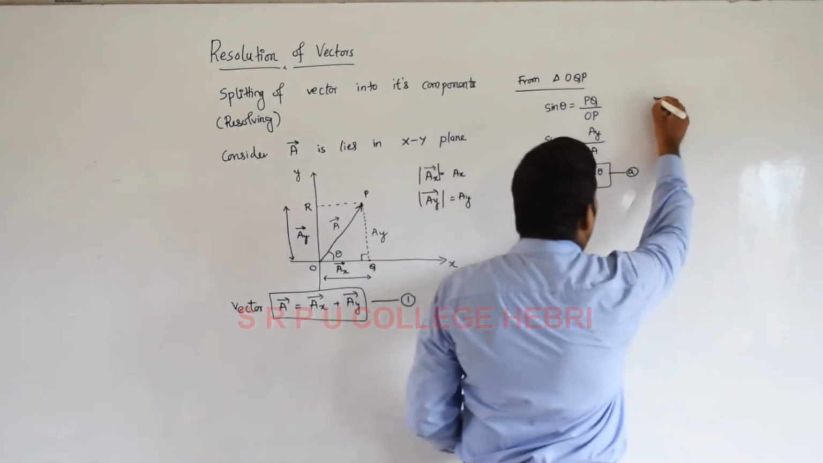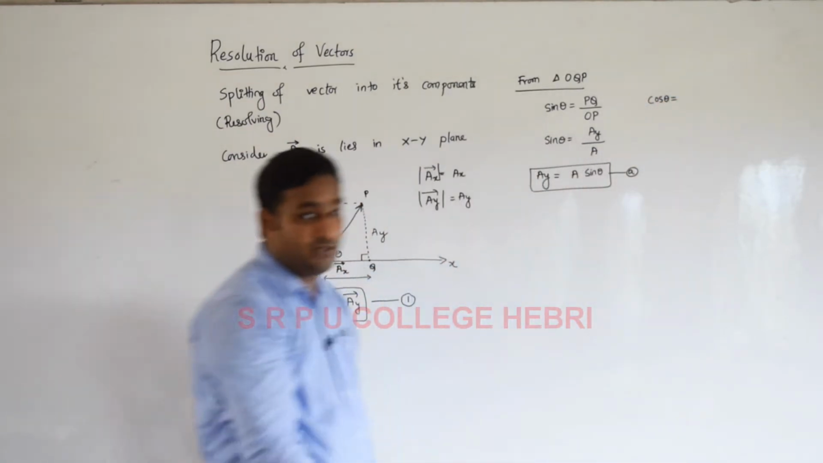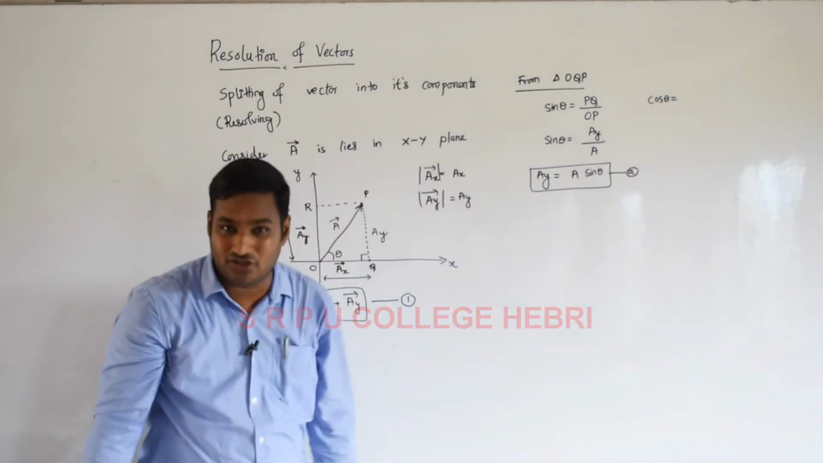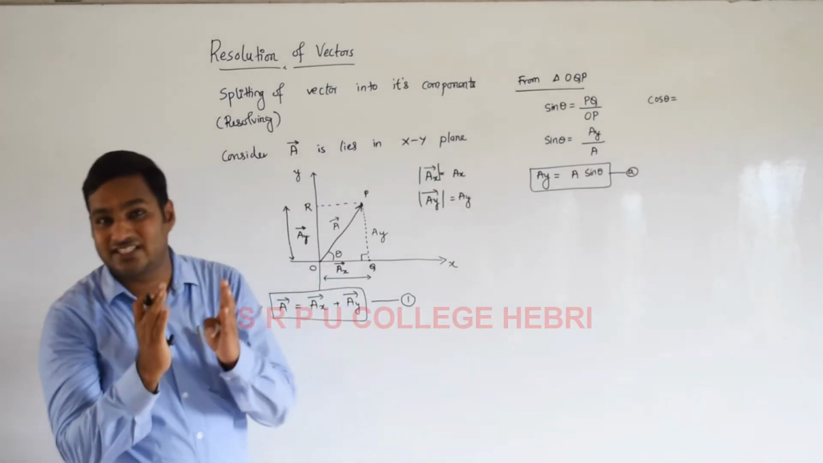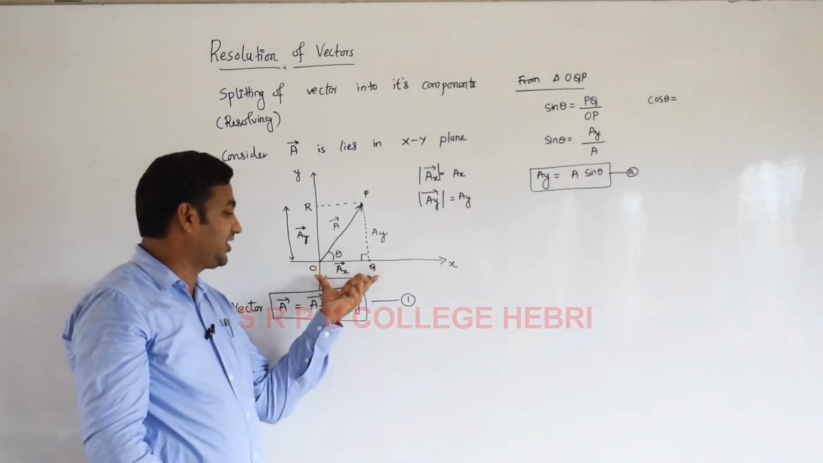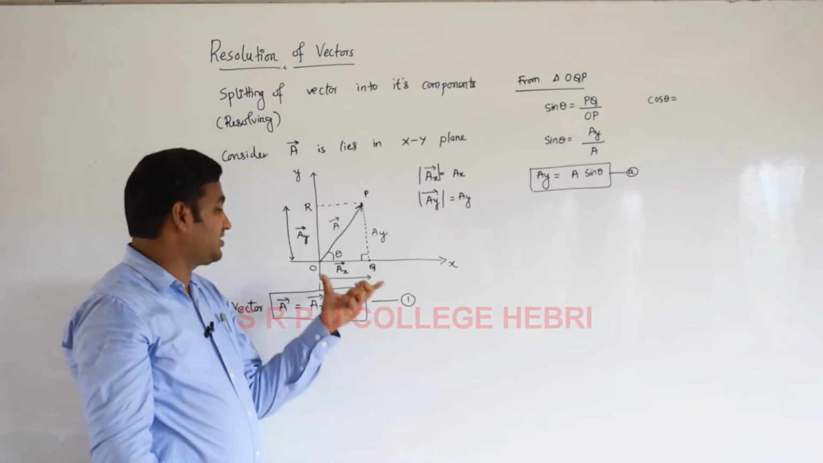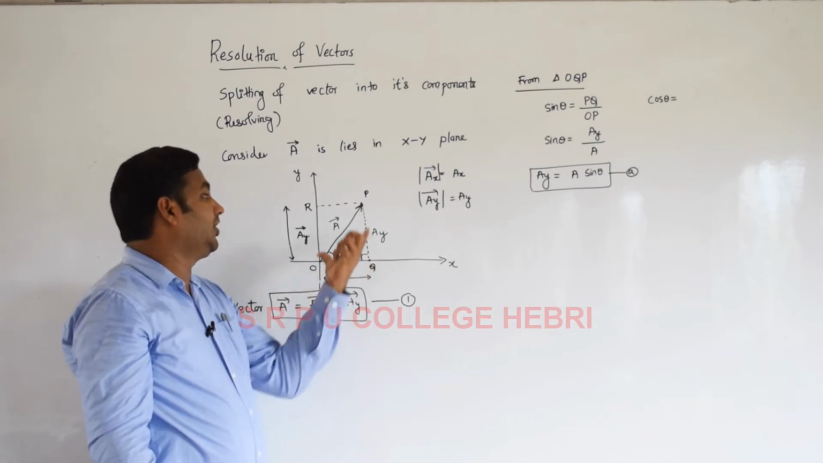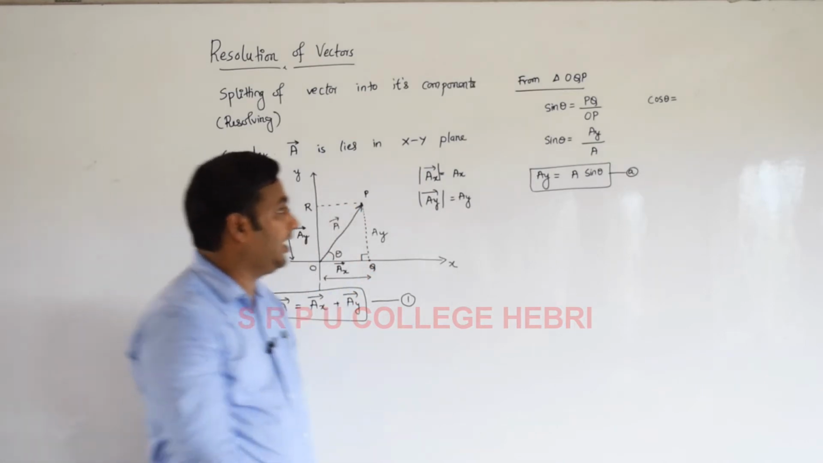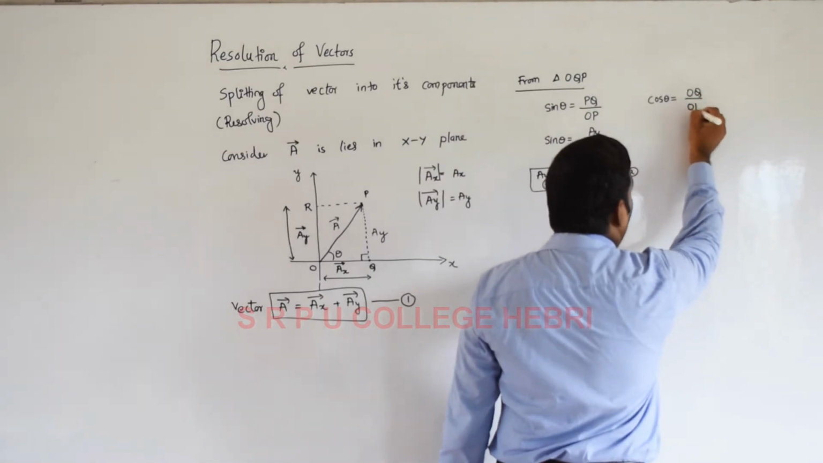Similarly, you have to think about the definition of the cos function. Dear student, what is the definition of cos function? Cos function is adjacent side divided by hypotenuse. In a right angle triangle, hypotenuse is OP. Adjacent side is OQ divided by hypotenuse OP. Here cos theta is nothing but OQ divided by OP.